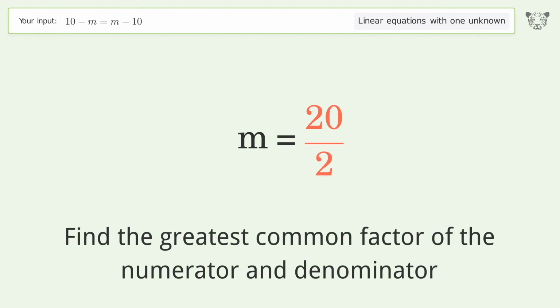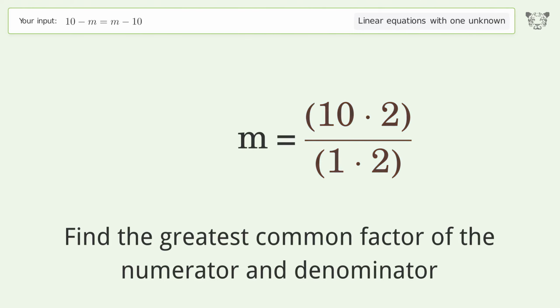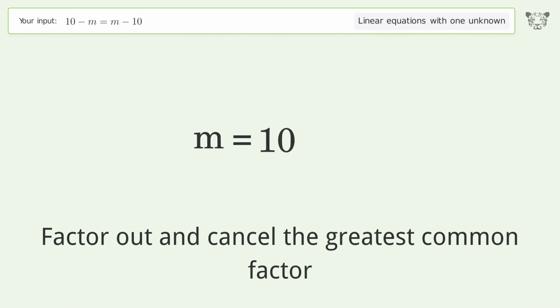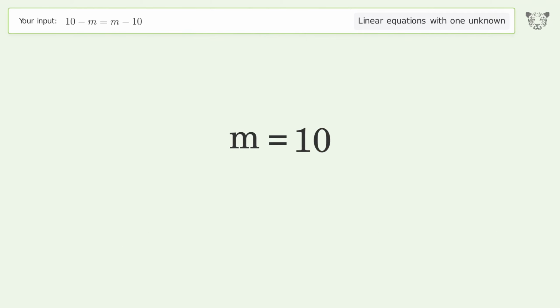Find the greatest common factor of the numerator and denominator. Factor out and cancel the greatest common factor. And so the final result is m equals 10.